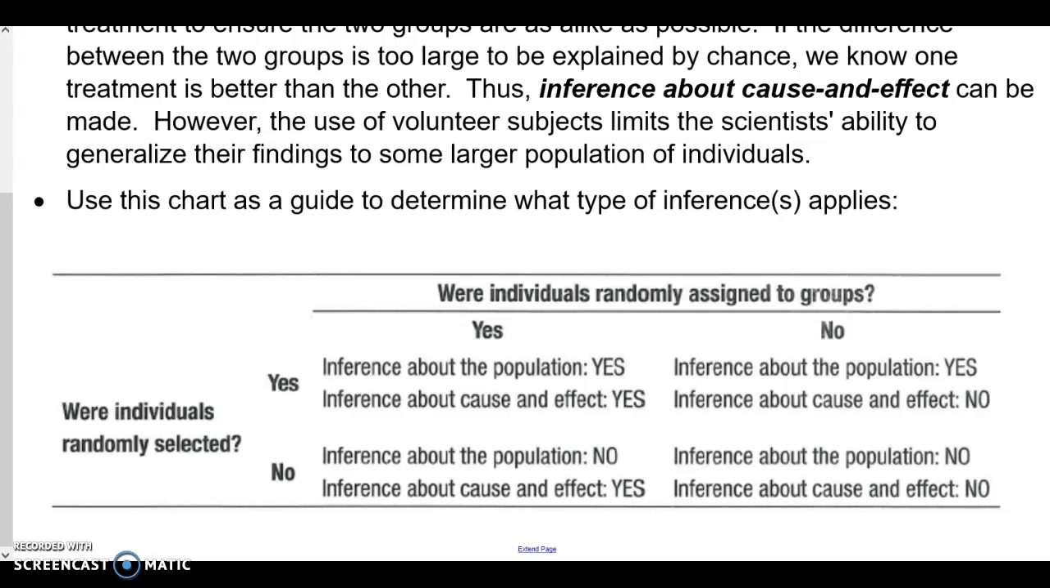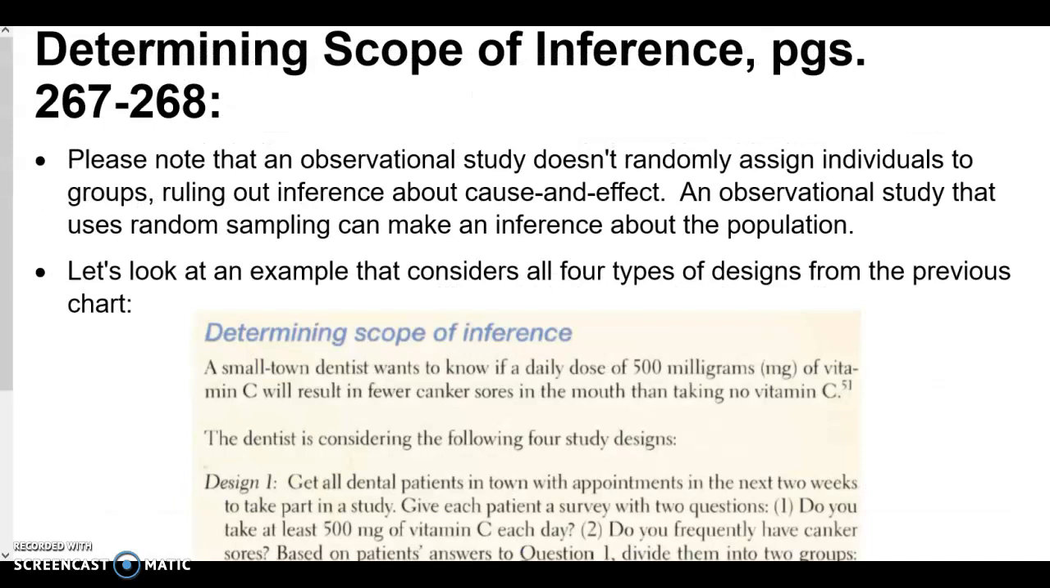You want to be able to infer about the population, but you also want to be able to get cause and effect. The best thing is the uppermost box at the left, at the top. They were randomly assigned to the treatment groups and they were randomly selected. Okay, I'm not going to read through everything, but that beginning part was really important for us to look at.